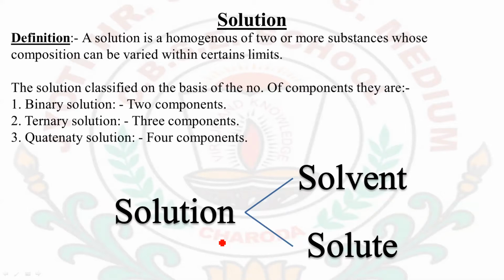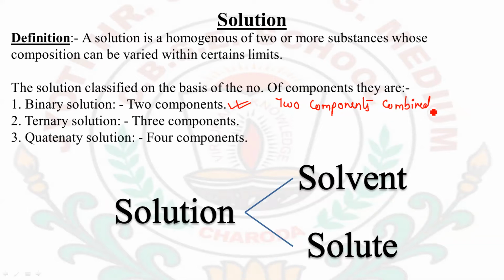Solutions can be classified on the basis of the number of components. On the basis of the number of components, there are three types of solutions. First is the binary solution, in which two components are combined together to form a solution.